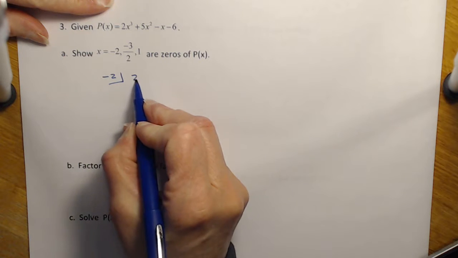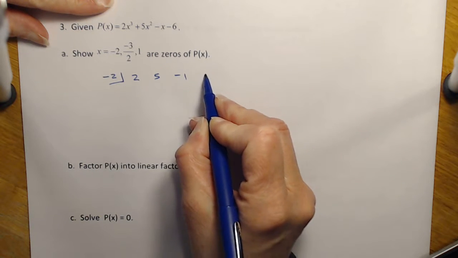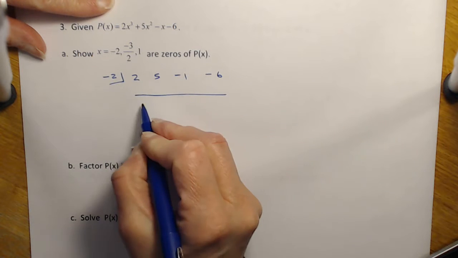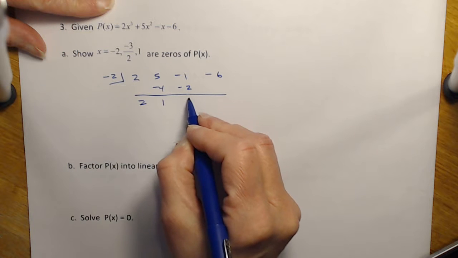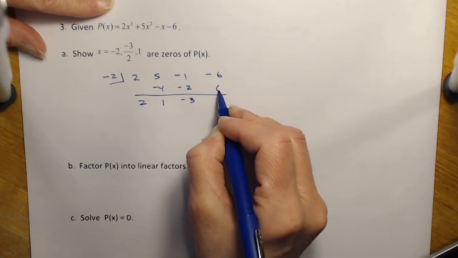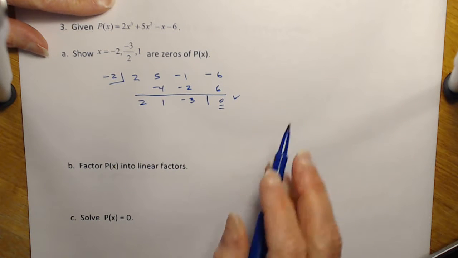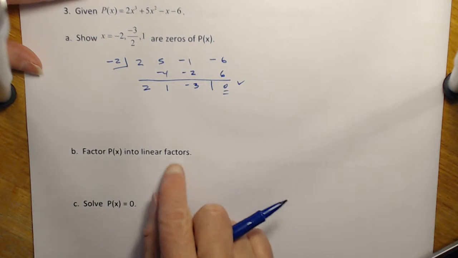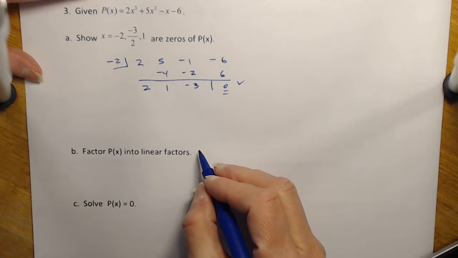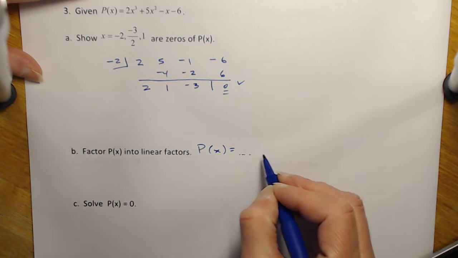So if you plug in -2, it's 2x cubed, 5x squared, -1x, -6. Multiply, add, multiply, add. Our remainder is 0, so that worked. And you can do it for the other 2. If we have our 3 zeros, we can write 3 linear factors. Now we're going to be a little bit careful here, which you'll see in a second. We'll leave a little bit of space here.